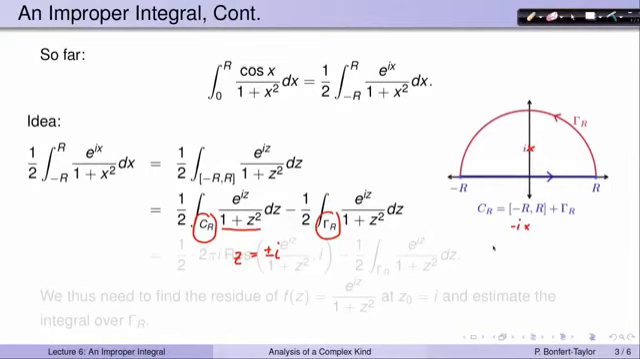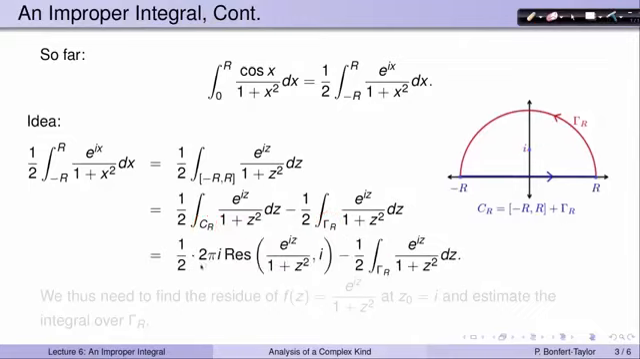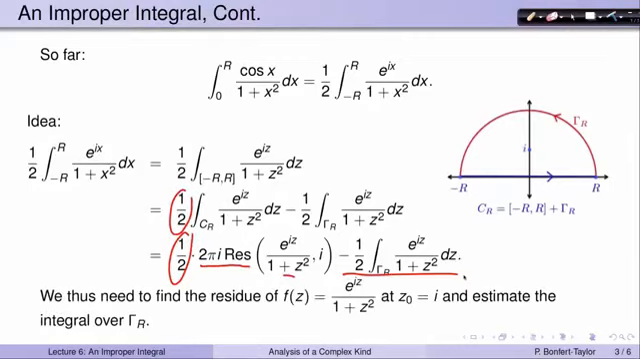Now by the residue theorem, the integral over C_R of the function e^(iz) over 1 plus z squared is 2 pi i times the residue of my function at the singular point. So here we have 2 pi i times the residue of my function at i, and the 1/2, of course, has to stay there. And then we need to subtract this integral over the semicircle. So we have two things to do. We need to find that residue of the function e^(iz) over 1 plus z squared at i, and then we need to take care of the integral over the semicircle.